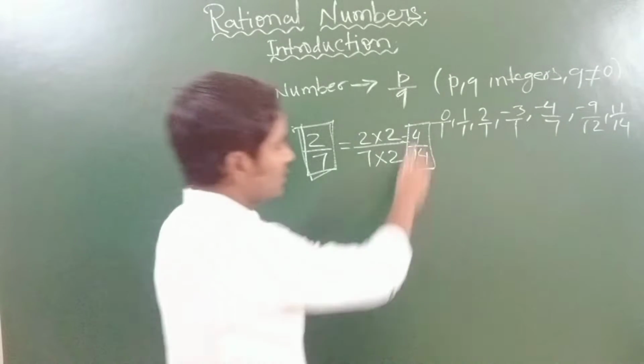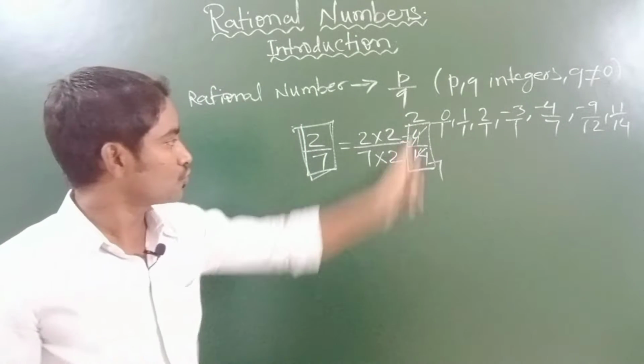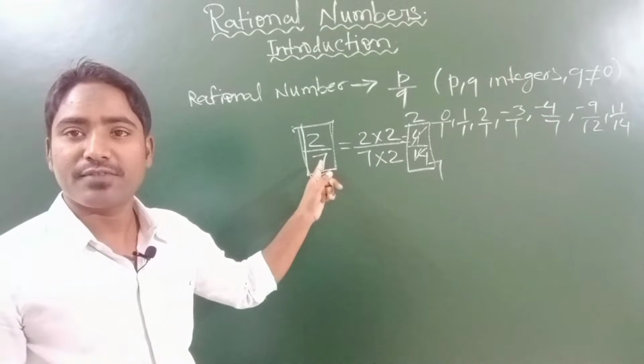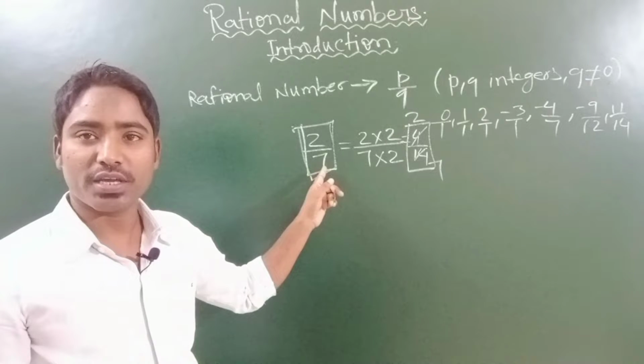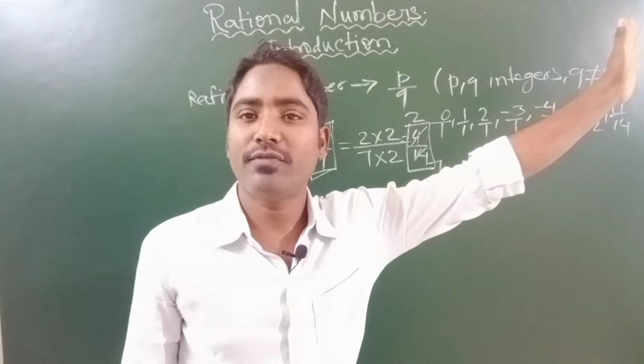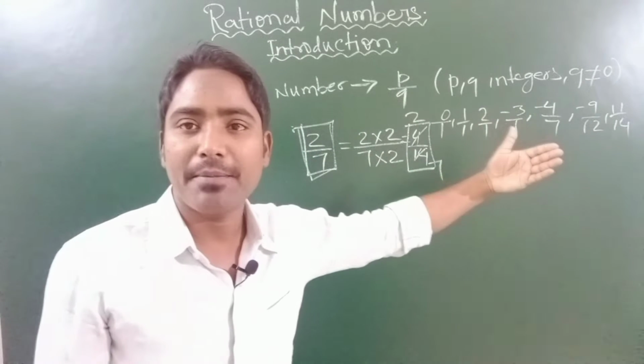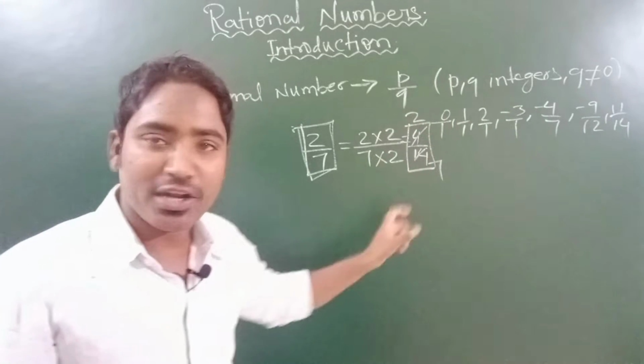You can see here the common factor: 2 twos are 4, 2 sevens are 14. So you got the same parent fraction or rational number. Like this you can go on finding as many equivalent rational numbers as you want. Now next we will multiply by 3 to the numerator and denominator.